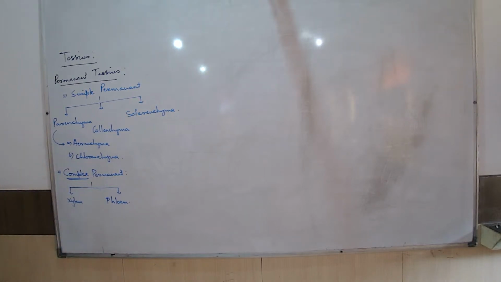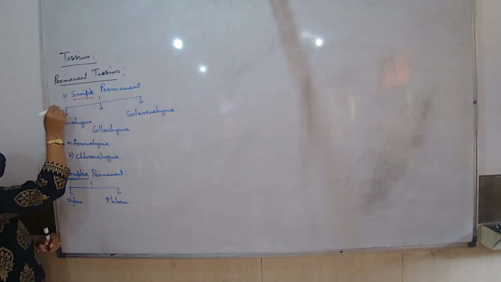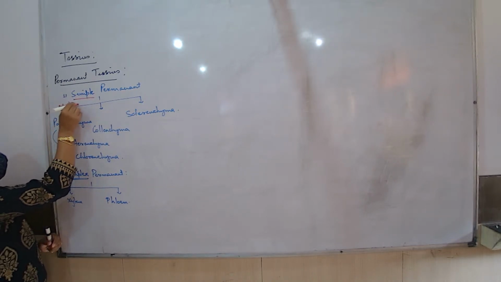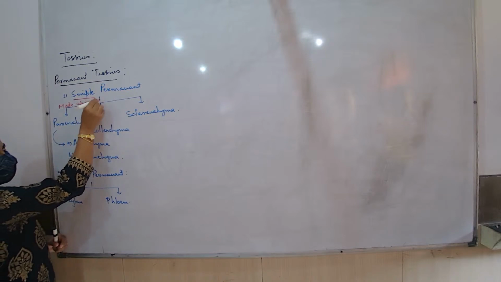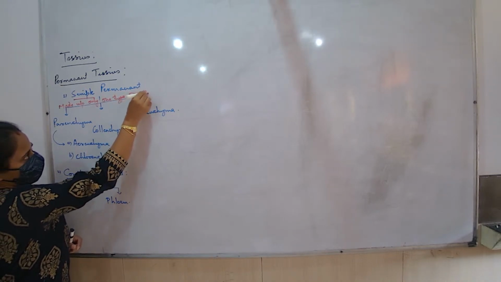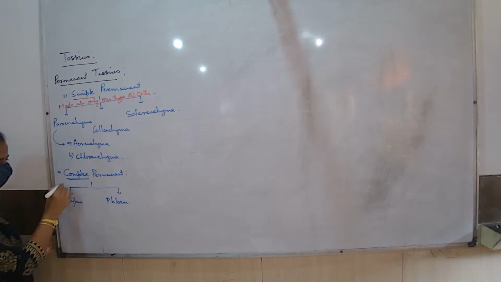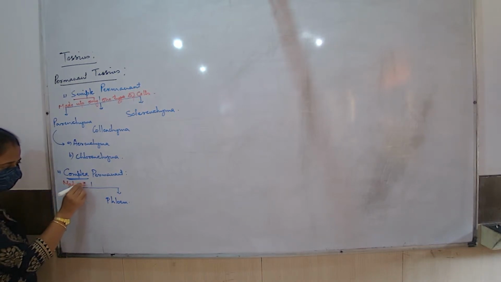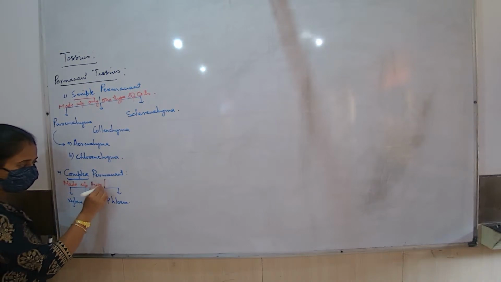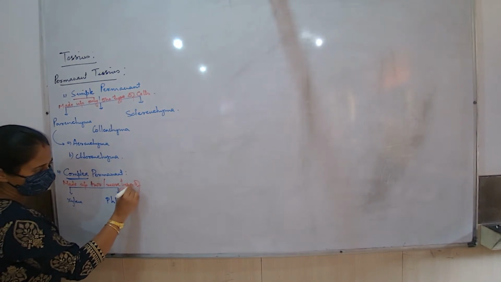Now, when we try understanding these different types of tissues, simple permanent, why are they termed as such? Why simple permanent? Because they are made up of only one type of cells. And if I have to talk about complex permanent, they are made up of two or more types of cells.